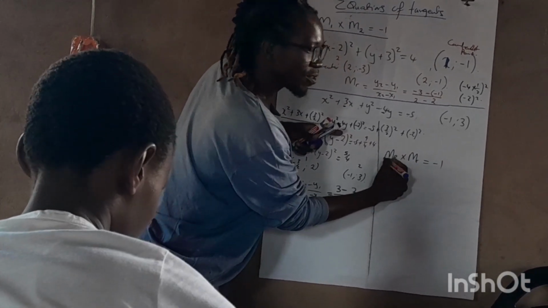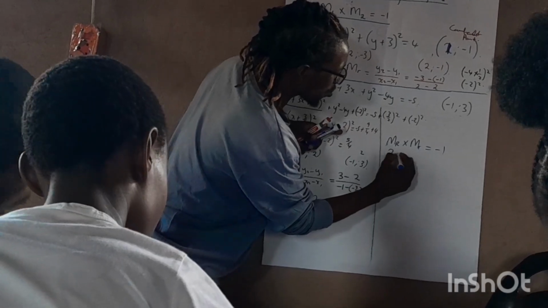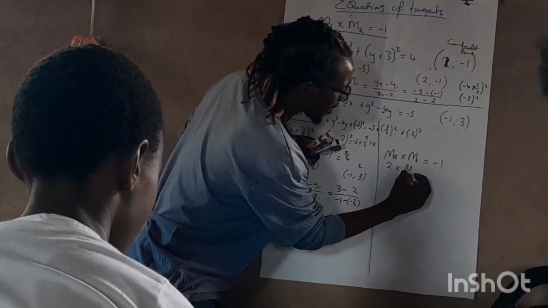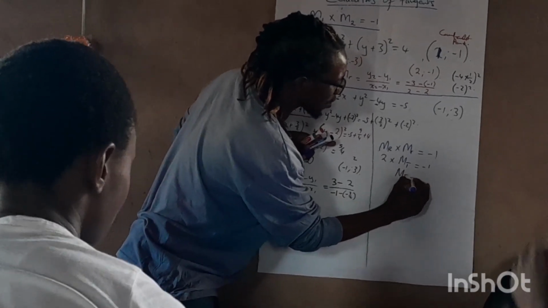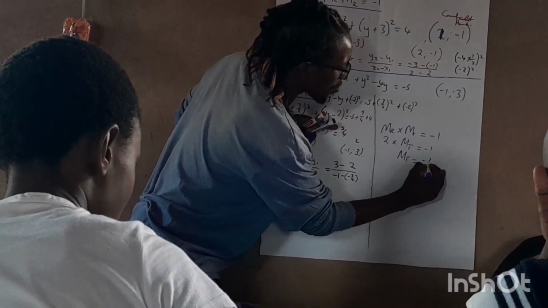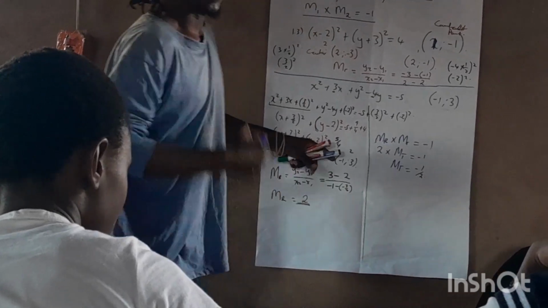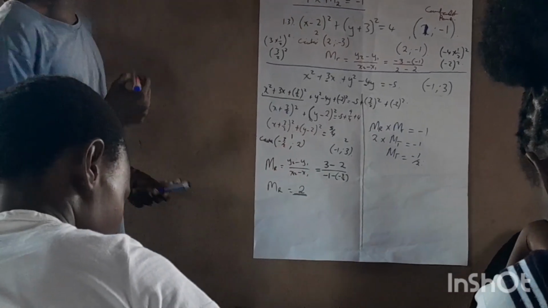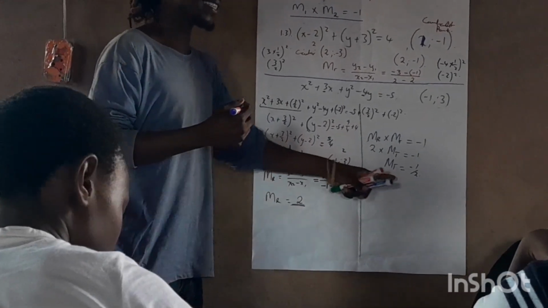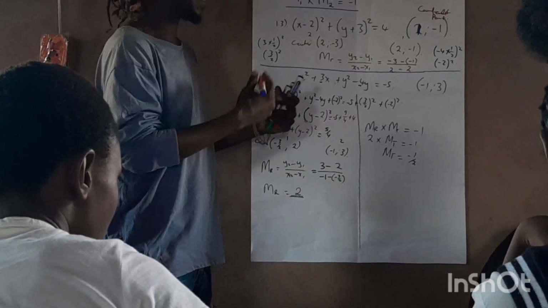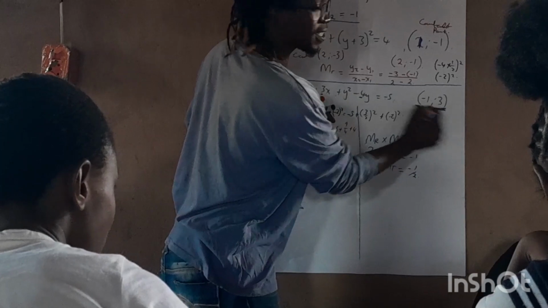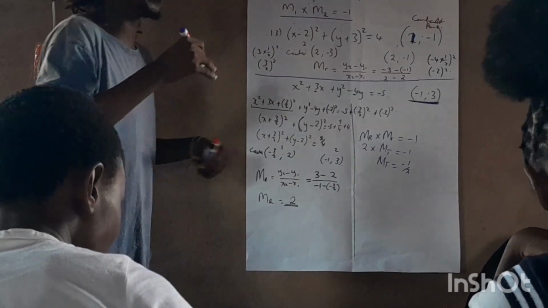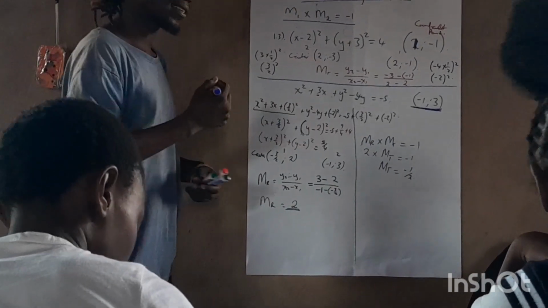So what is the gradient of the radius? 2 multiplied by the gradient of the tangent should give us negative 1. So it means that the gradient of the tangent is equal to negative 1 over 2, right? Now we have the gradient of the tangent. When you have the gradient of the tangent, you also have the point of intersection. Can you see it? This is the point on the tangent, right?